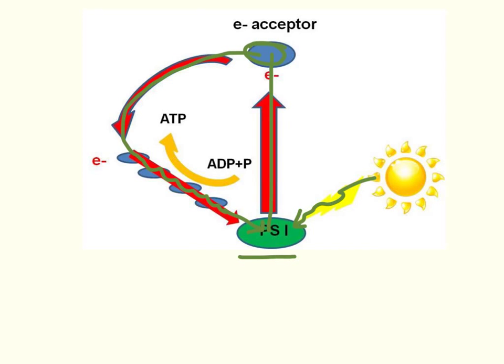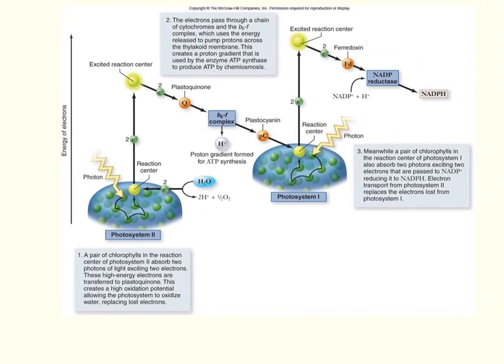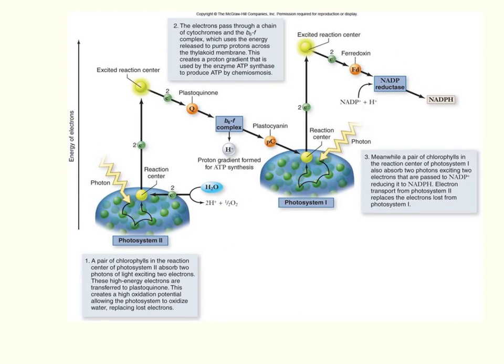The second type is non-cyclic photophosphorylation. And let's take a look at how that looks. Okay, so this system uses 2 photosystems. Now, some students get confused by the fact that it has photosystem 2 listed here and then photosystem 1 listed here. They were numbered based on when they were discovered, not where they're located. But don't let that confuse you.